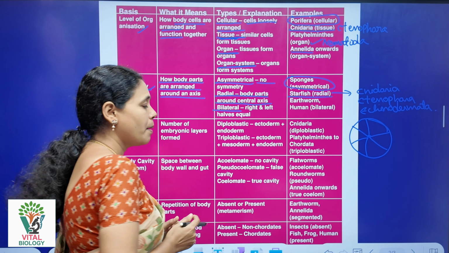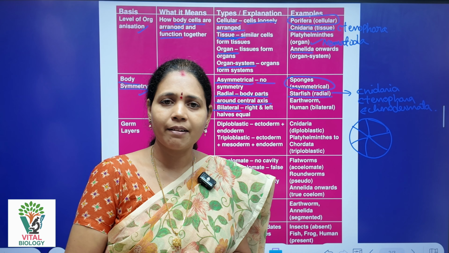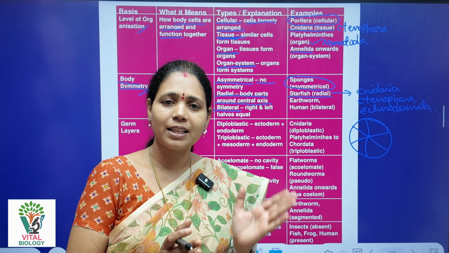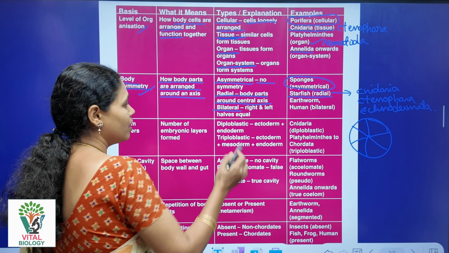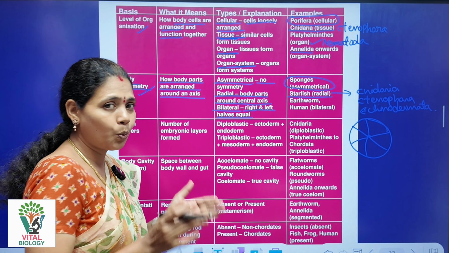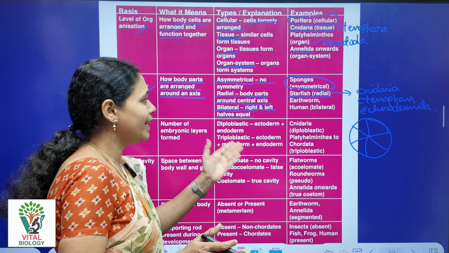Next, going towards the bilateral symmetry. In bilateral symmetry, body parts are arranged on both the right as well as the left sides. Here, the right and left halves can be seen, and they are equal. Both the laterals are equal. That's why it is called bilateral symmetry.